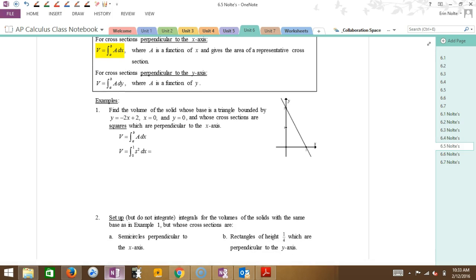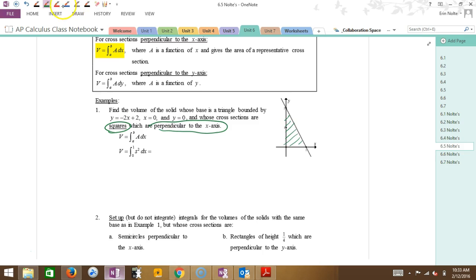All right, so for question number 1, they give us this bounded region. This is going to be our base. See our base? It's bounded right here. They already drew the line -2x plus 2 for us. And they're going to ask us in this question to do squares that are perpendicular to the x-axis. Now that is really important information, because the squares are perpendicular to the x-axis. So they're vertical squares, right?